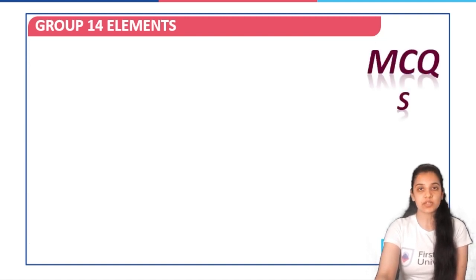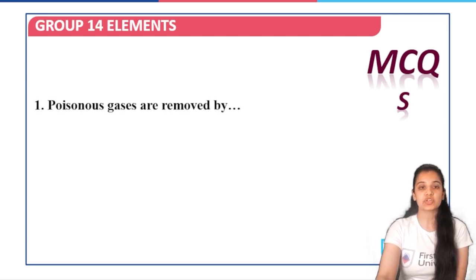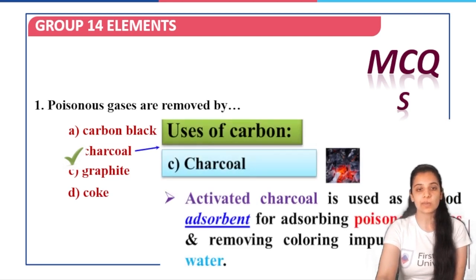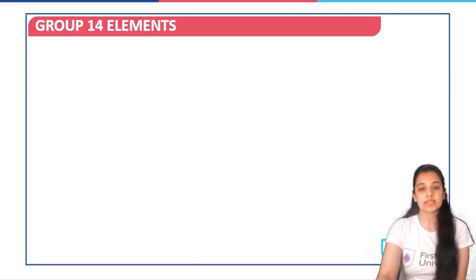Let's do a few MCQs based on what we have studied in this lecture. Poisonous gases are removed by carbon black, charcoal, graphite, or coke. We have seen that activated charcoal is the important material for removing poisonous gases. Okay, so option B is the correct answer.